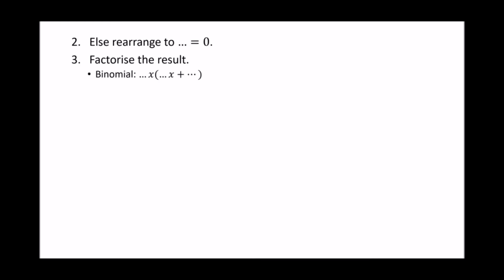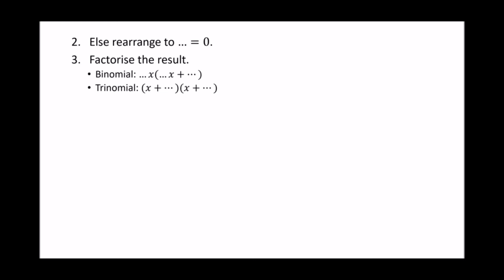If this doesn't work, and only if this doesn't work, we continue with the next step, which is to rearrange to something equals 0. Once we have something equals 0, we factorize this. If we have a binomial, so something with an x squared and with an x, it's going to look like something x times something x plus something. Lots of somethings we still have to fill in. If it's a trinomial, so an x squared, an x, and a number, then we get this shape with two sets of brackets.